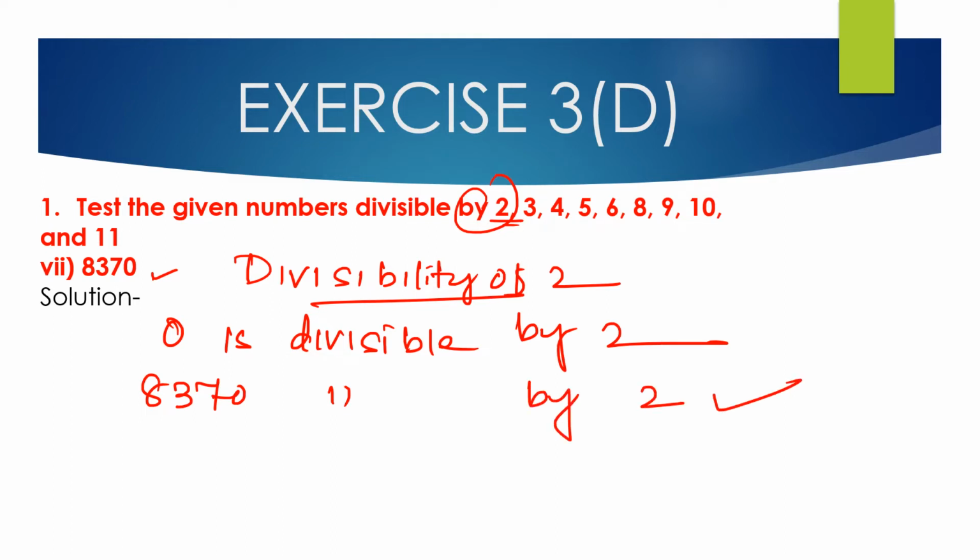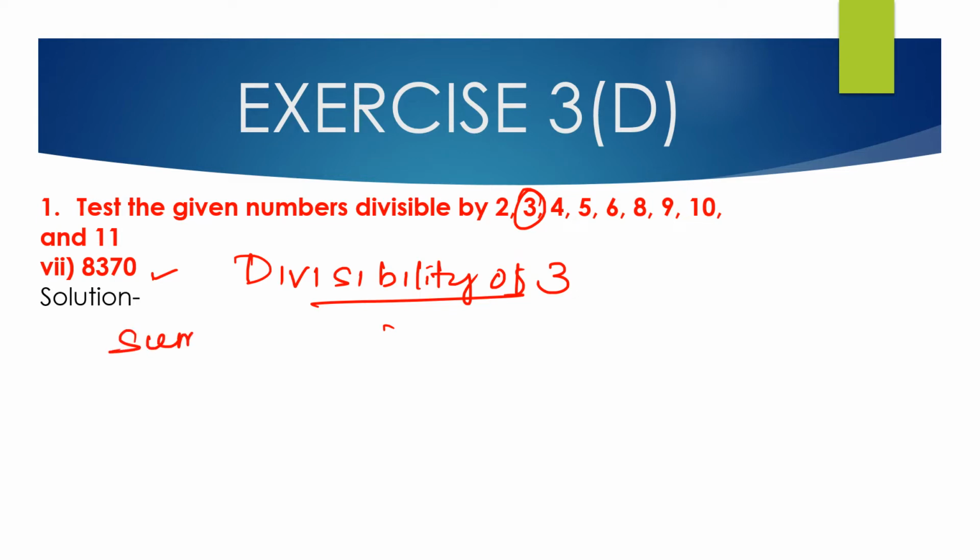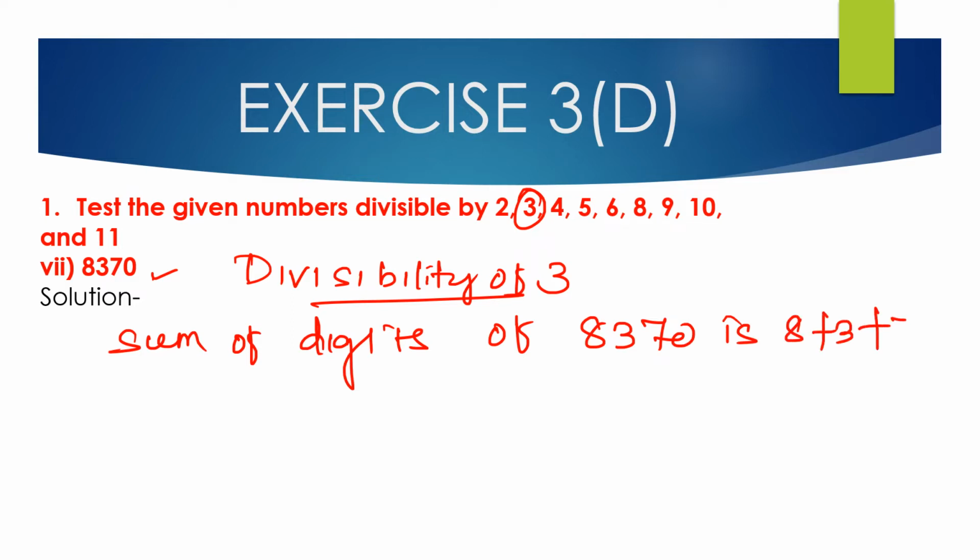Now we will check whether the number 8370 is divisible by 3 or not. We know any number is divisible by 3 if the sum of digits, that is the digit sum of the number, is divisible by 3. Here the digit sum of 8370 is 8 plus 3, 7 plus 0. 8 plus 3 is 11, 11 plus 7 is 18, and 18 is divisible by 3.